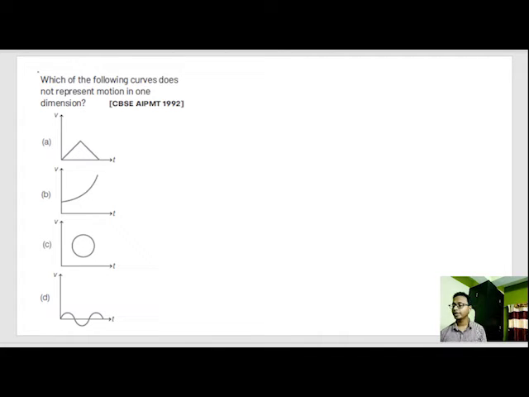Now, which of the following curves does not represent motion in one dimension? You need to remember one more trick here. Make a note. I am specifically talking about xt, vt or at curves, not dv by dx curves, not velocity-displacement curves. Only curves with respect to time: displacement-time, velocity-time, or acceleration-time.